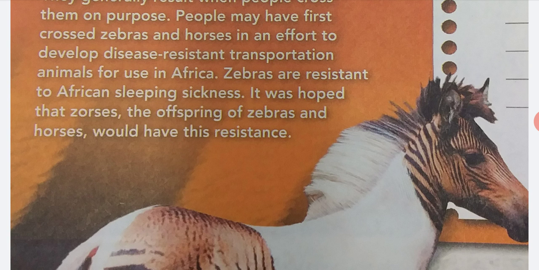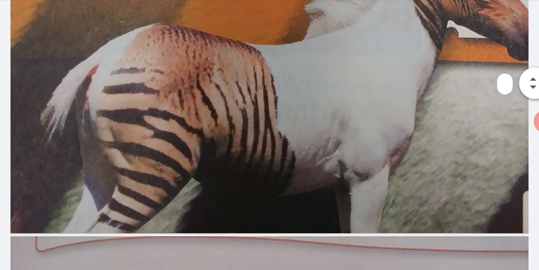People may have first crossed zebras and horses in an effort to develop disease-resistant transportation animals for use in Africa. Zebras are resistant to African sleeping sickness. It was hoped that zorses, the offspring of zebras and horses, would have the resistance.